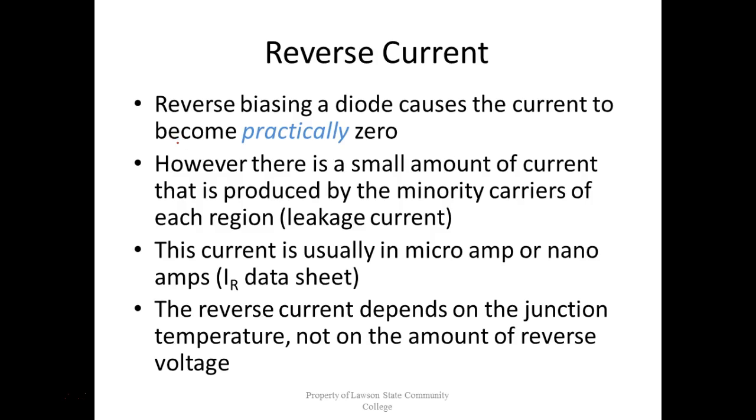So reverse bias causes a diode's current to become practically zero. However, there is a small amount of current produced by minority carriers. We call this what? Leakage current, and this is IR in the data sheet. Remember, typically it's in the nanoamps. It's there, it's just normally so small we can just do what? Ignore it.